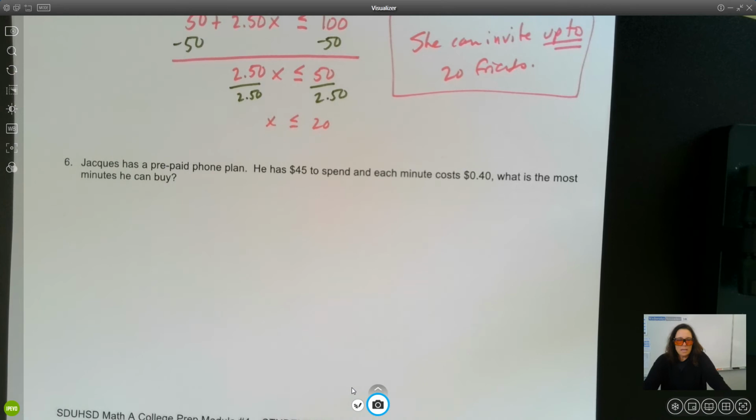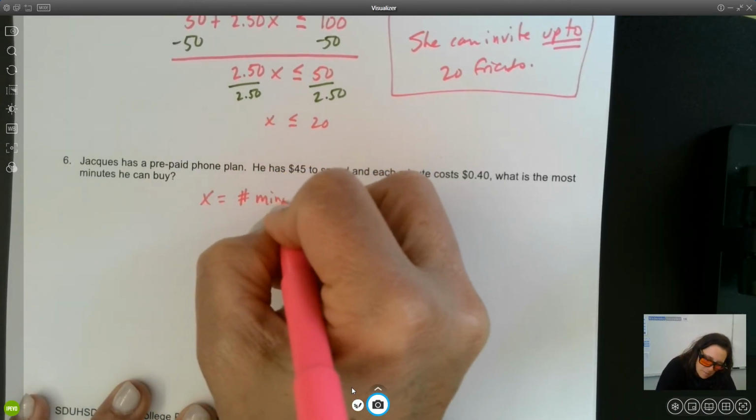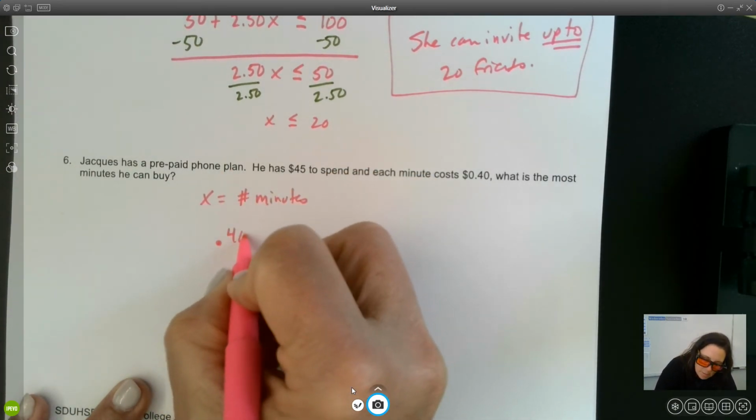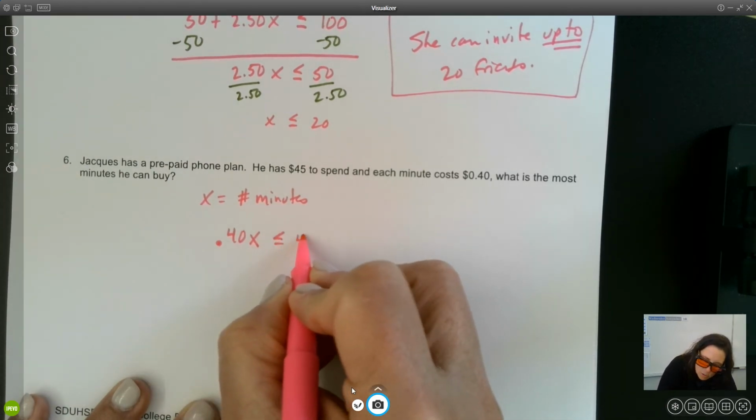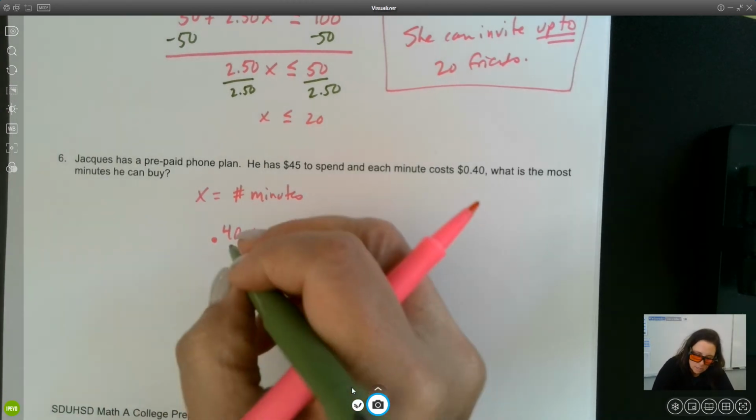Jacques has a prepaid phone plan. He has 45 bucks to spend and each minute costs 40 cents. What is the most minutes he can buy? So x equals the number of minutes. All right, 40 cents a minute. And then it has to be less than or equal to this 45 bucks that he has to spend. He can spend 45 or less. He doesn't have more than that. Okay, so there's our inequality.